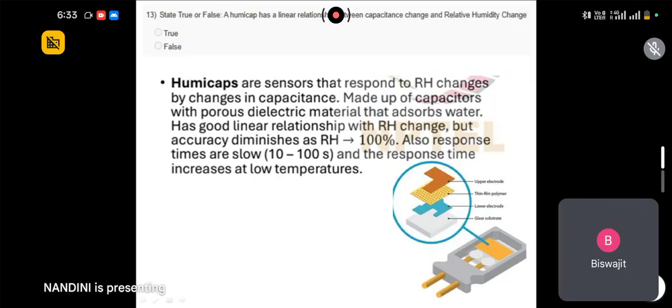Yeah, it is basically saying that it has a linear relationship with relative humidity change. So the capacitance changes are almost linear. The capacitance difference will basically give you the change in the relative humidity. So the answer is true.